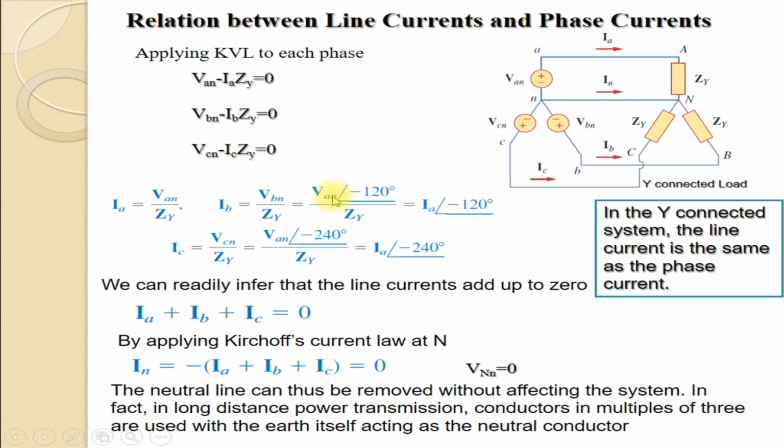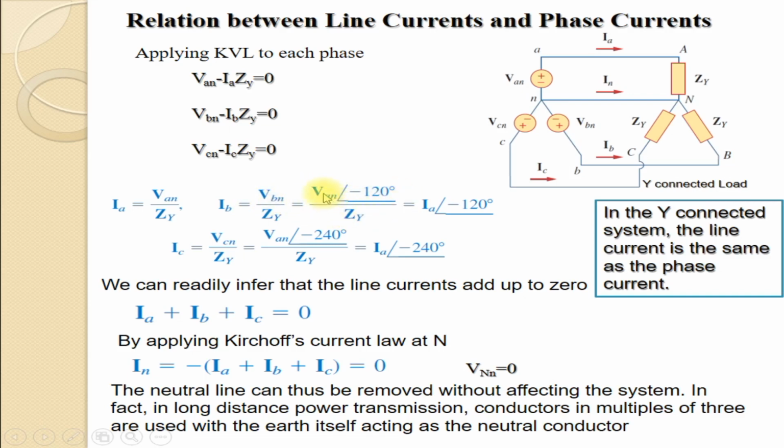If you represent VAN by ZY as the phasor IA, magnitude wise, if you find the magnitude of VAN by ZY, it will be the same for each phase, because all these loads are the same and it is a balanced load. So you have IA is equal to VAN by ZY. Similarly, here you have IB is equal to VBN by ZY, which is written as VAN angle minus 120 degrees divided by ZY.